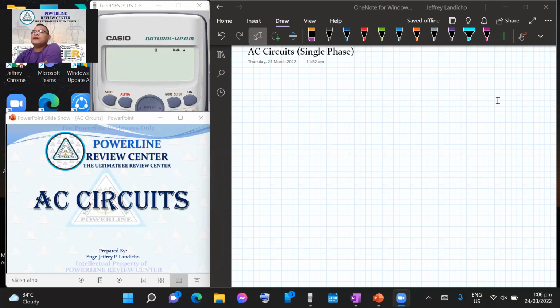Now, the only difference pagdating sa AC circuit, since under AC circuits, o yung tinatawag nating alternating current or alternating quantity, kung sa DC circuits, we are dealing with pure magnitude only, no? Pure magnitude. So ngayon, pagdating dito sa ating AC, alternating quantity, so usually ang pinag-uusapan na natin is mga vector quantity. So pag sinabi vector, that is defined by magnitude and direction.